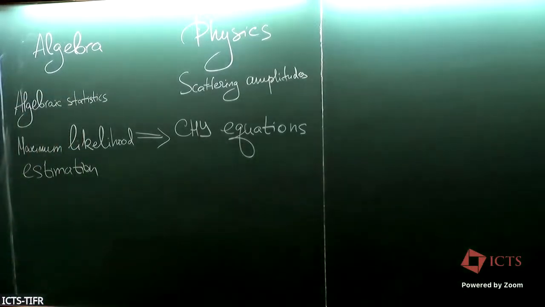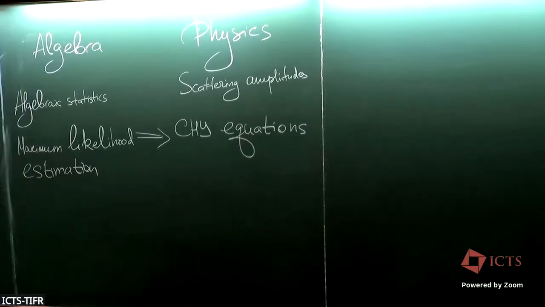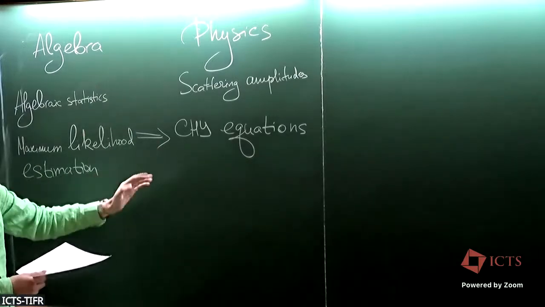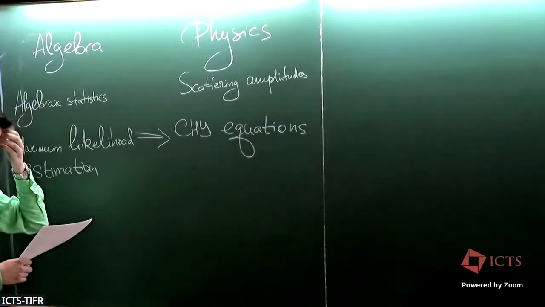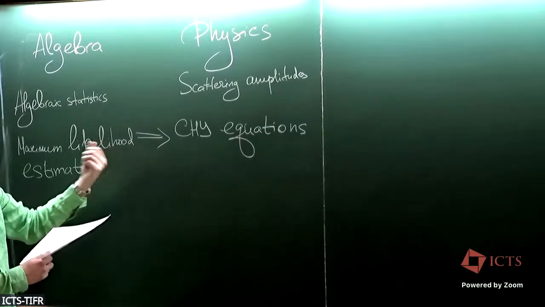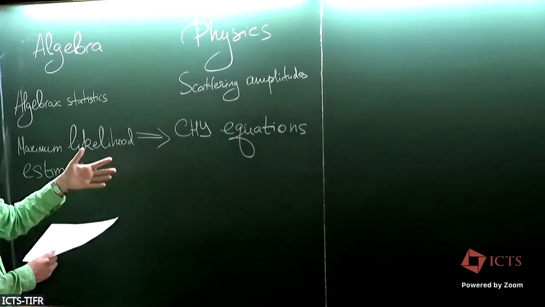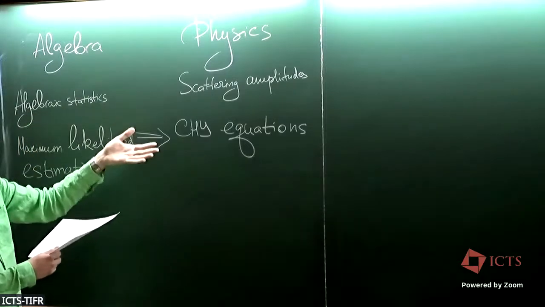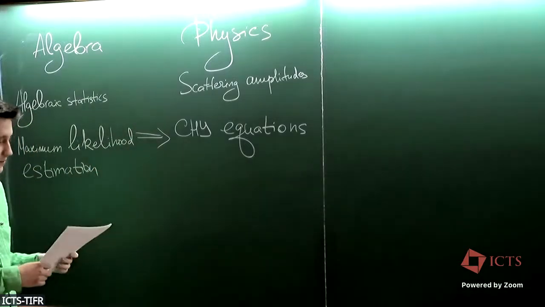So I do algebra, and here are some words on the blackboard, and I kind of live in the world of words on the left, like algebraic statistics, and in particular maximum likelihood estimation, and I think most of you live in the world of the words on the right, like scattering amplitudes and CHY equations. And in this lecture, I will try to connect those two worlds and to explain how you can use fairly classical algebraic methods to solve problems in physics, to actually compute a very concrete scattering amplitude.